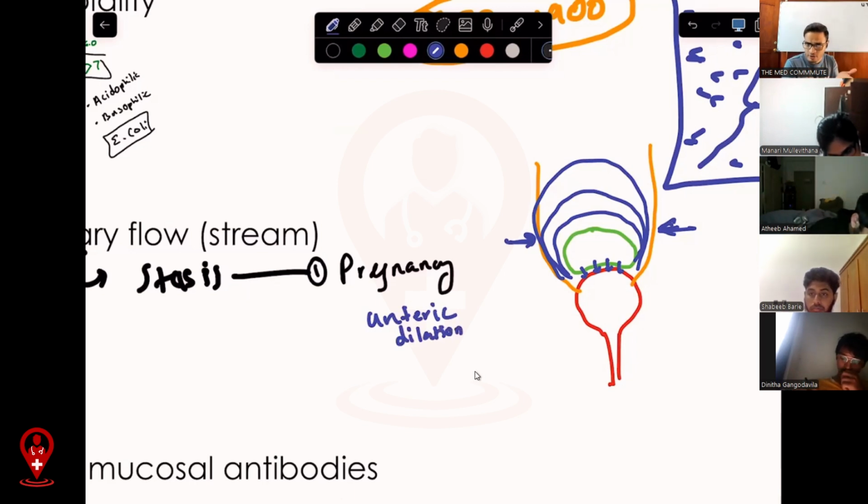Now what do you all think? Imagine a garden hose. If you have a very large garden hose and you're still connected to the same tap, what is going to happen? With a very large diameter, the pressure is going to drop. Same in the ureter. When the ureter is dilated, as the urine is flowing through it, the pressure is lower. So when the pressure drops, the urine flow rate reduces. So that is another risk for stasis.